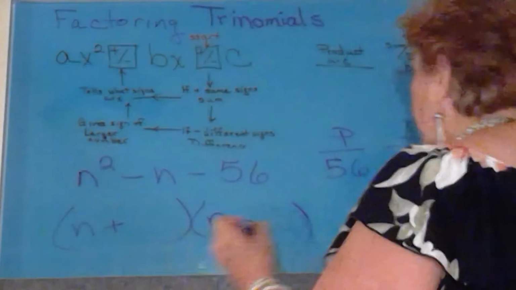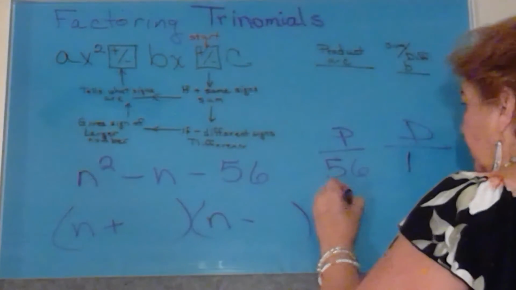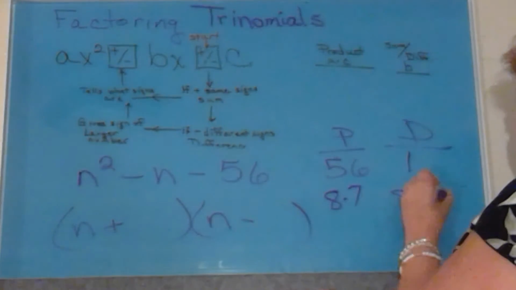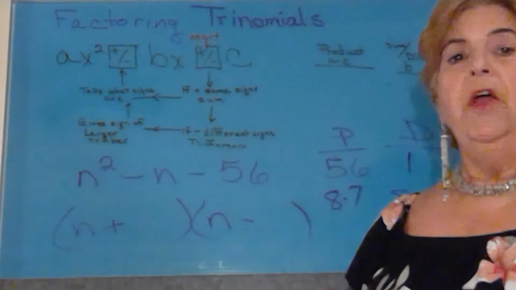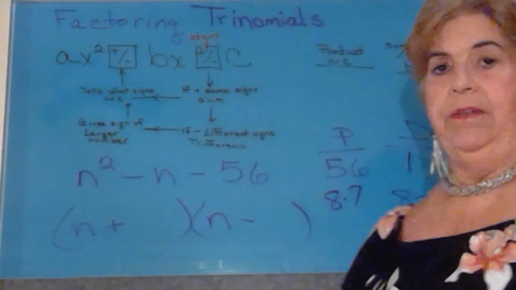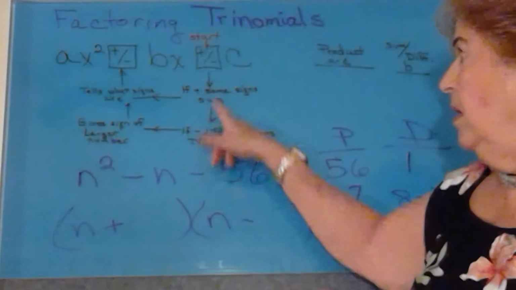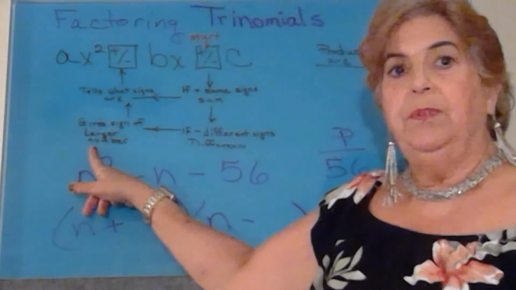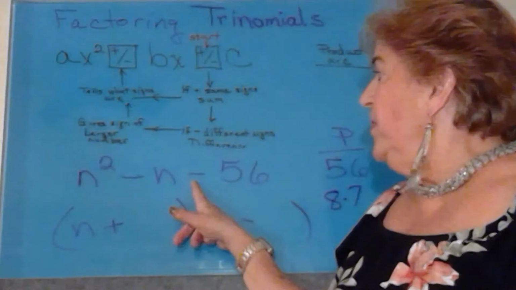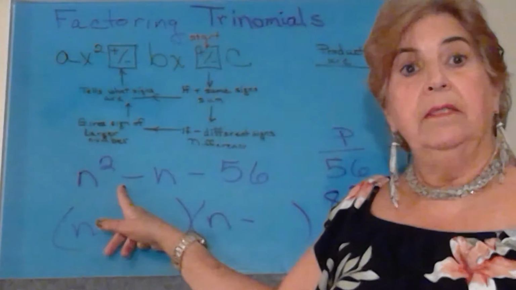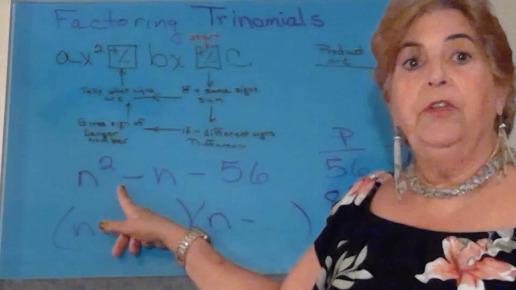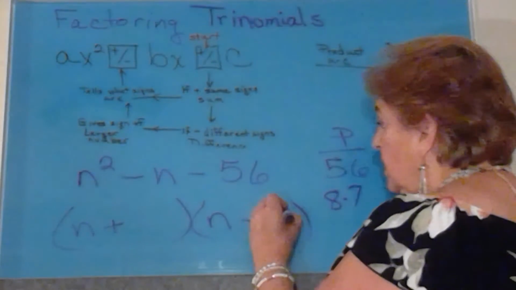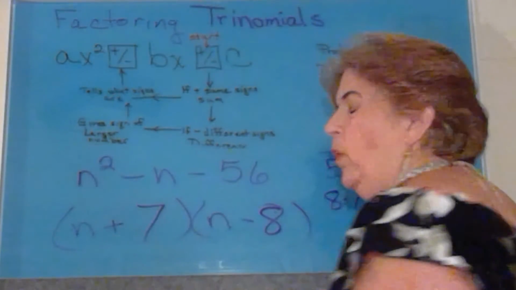Well, hopefully you come up with 8 times 7. That's 56. And 8 minus 7 is 1. So my numbers are 8 and 7. But remember, when I have a minus and different signs, I go over here and this gives me the sign of the larger number. In this case, that's a minus. So that tells me that the larger number is going to be a negative. So 8 goes there, which leaves 7 there.